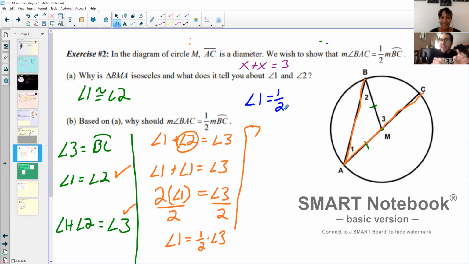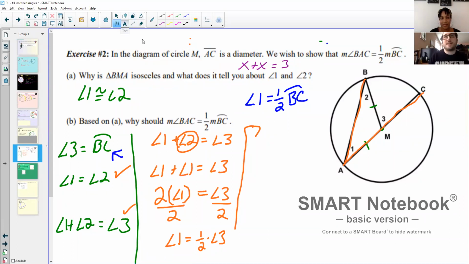So what do we know that angle 3 is equal to? Yes, I know, Javier, it's a mistake. But what do we know that angle 3 is equal to? What did we just say? Angle 3 is equal to what? What's the last thing that we have not used yet? Yeah, it's equal to the measure of arc BC. So now we just solved for angle 1. We actually just derived a very, very important fact about inscribed angles.